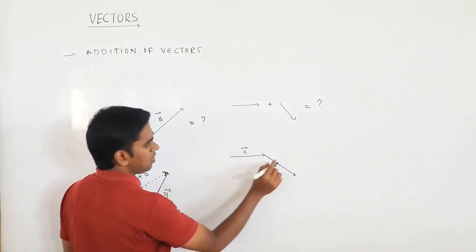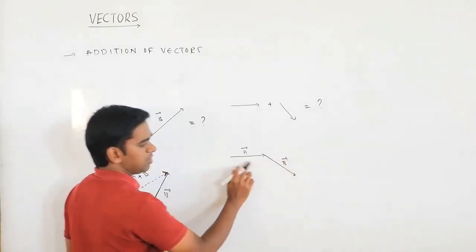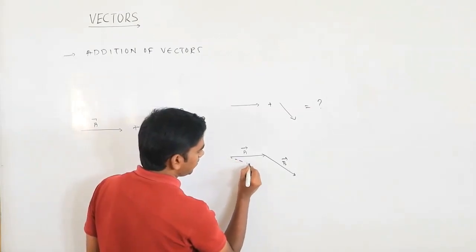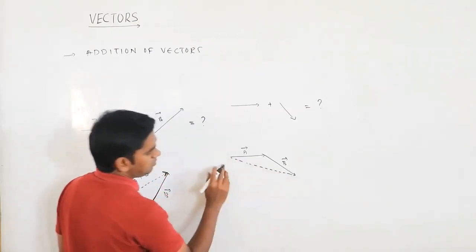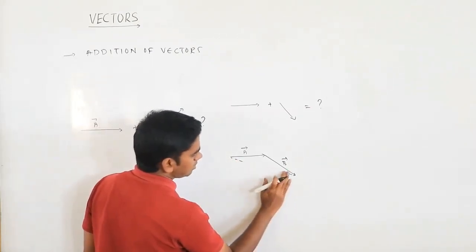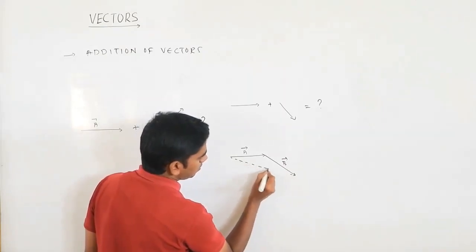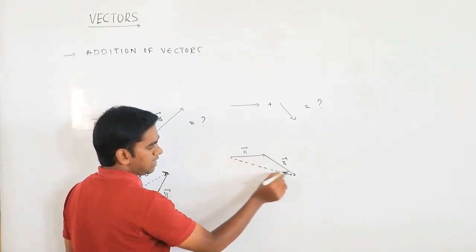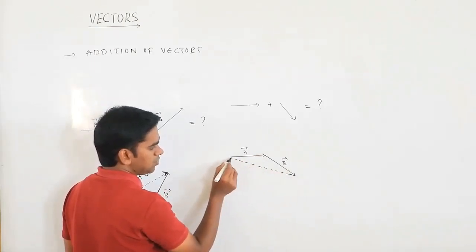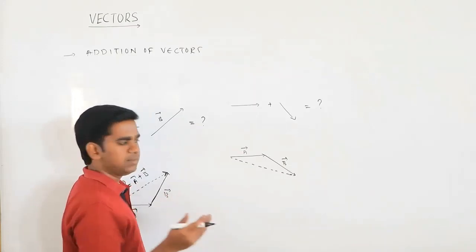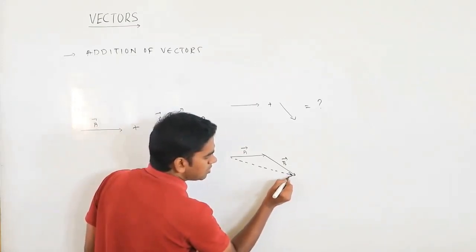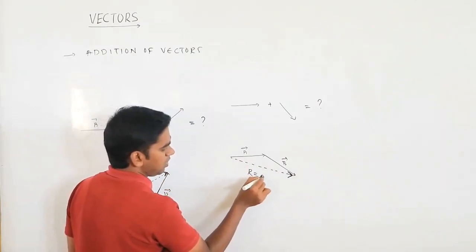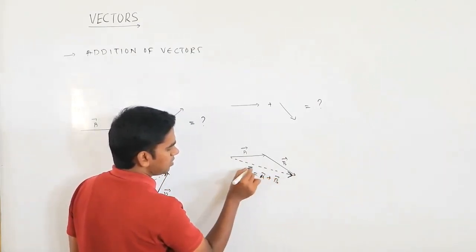So now these two are in what? These two are in the same order, same direction. So the resultant is going to be here. If you take the same direction, this is what the resultant is going to be. But we are not going to take the same direction, so we have to take the opposite direction. So this is going to be your resultant, that is vector A plus vector B.